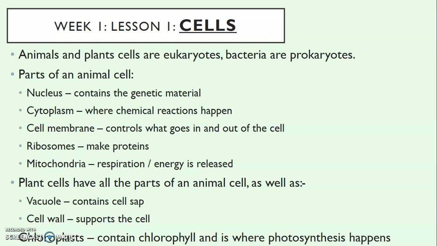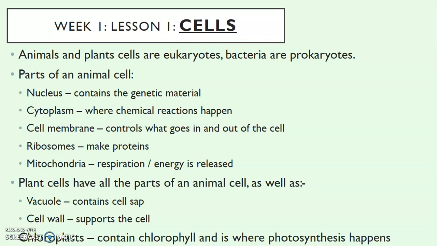Okay, so the facts that I would like you to learn from this lesson or in your fact book are that animal and plant cells are eukaryotes or eukaryotic, and bacteria are prokaryotes. The parts of an animal cell are nucleus, cytoplasm, cell membrane, ribosomes and mitochondria. The nucleus contains the genetic material. Cytoplasm is where chemical reactions happen. Cell membrane controls what goes into and out of the cell. Ribosomes make proteins, and mitochondria is where respiration happens, energy is released.